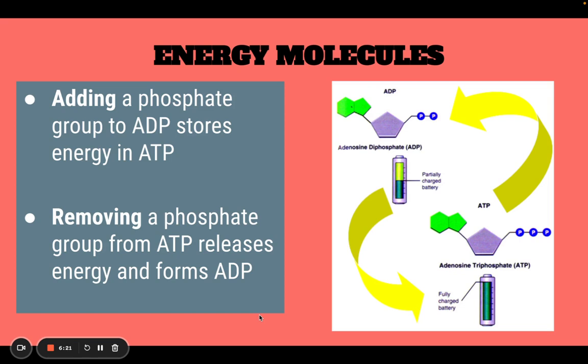So to get energy back from food, we have to add phosphate groups back onto ADP molecules to return our energy to ATP. So remember, removing a phosphate group from ATP releases energy and turns it into ADP. So we can see in the image here on the right how ADP is related to a partially charged battery because we're missing a bond. And then as we add energy back in by adding that third phosphate, it's like recharging that battery back to full, and we get the energy back in ATP.